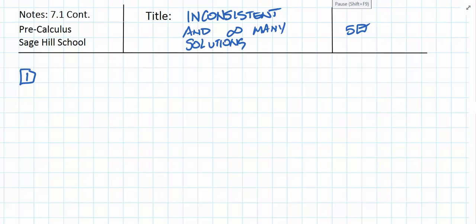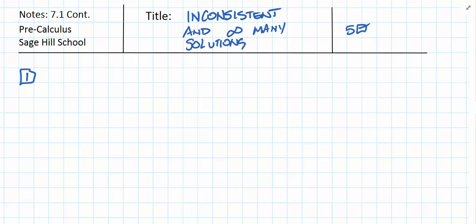Okay, so the second half of 7.1. So far we learned what a system is. We learned how to look at a system solving by graphing. We learned how to solve a system using the addition method. And then what was the other thing that we learned how to do? Substitution method. Good. Okay, great.